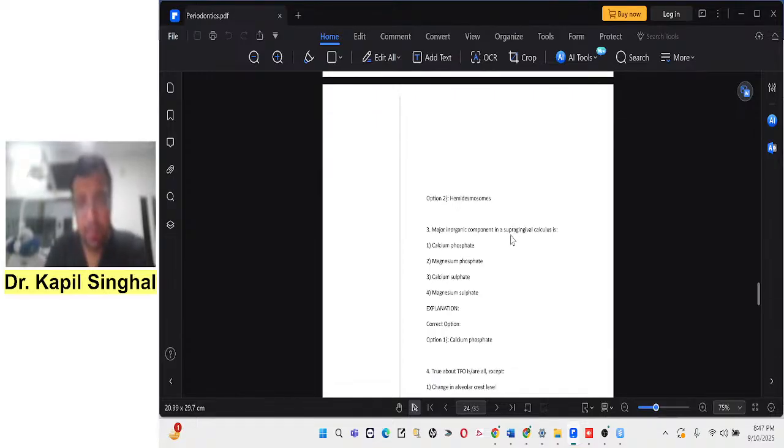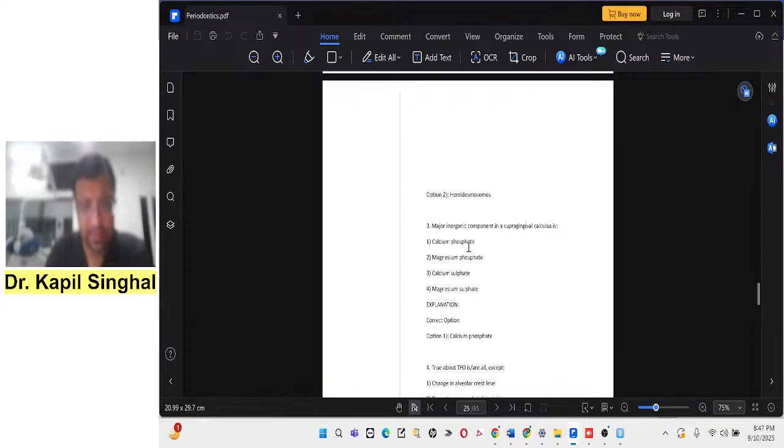Major inorganic component of supragingival calculus is calcium phosphate. Which has the highest content? Calcium phosphate in supragingival calculus.